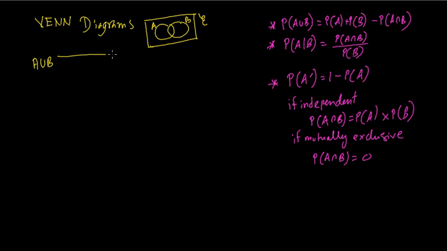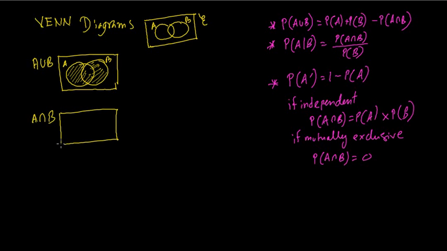So A union B means, if you have this Venn diagram, this is A and this is B, A union B means you shade all of it. So you shade everything. So this is A union B. So the probability of A union B would be probability of A union B. A intersection B means you shade the common portion of A and B. This is A, this is B. You shade the common portion, so that would be this portion.